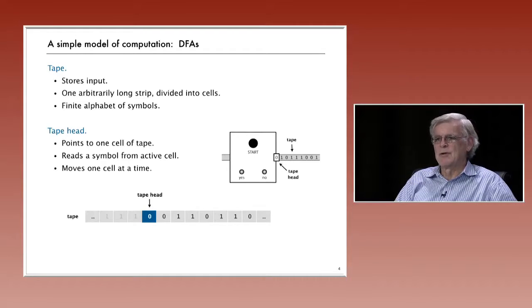That's just a long strip that's divided into cells. It's got a finite alphabet of symbols, and it had a tape head that could read one symbol from one cell of the tape, and then based on what it saw, it would move to a different state. It would move one cell at a time and read all the tape, all the input, and if it got to the right state, we'd say it accepted.